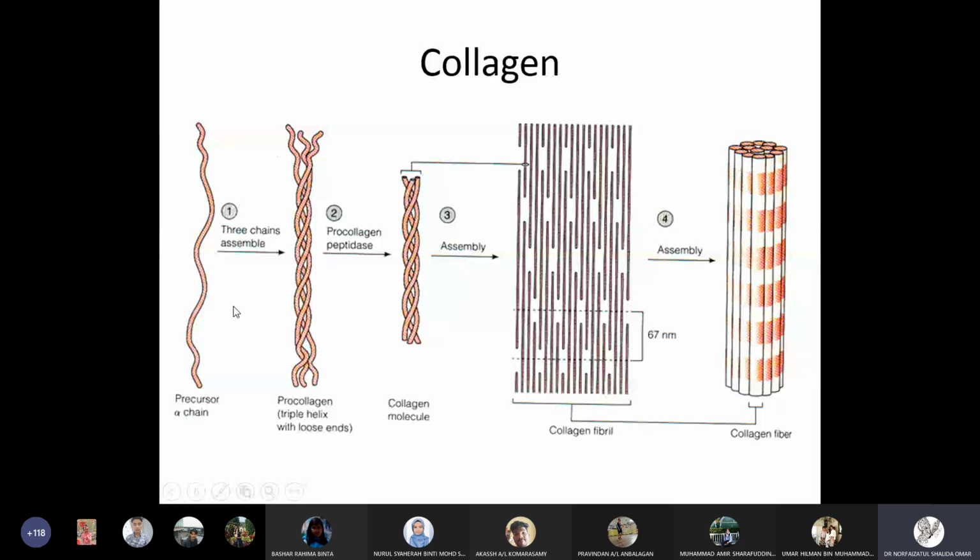You can find collagen mainly in the skin, where it imparts strength. Okay, so this is how it is formed from one precursor chain. It is called the triple helix structure because three collagen chains bind together to form this triple helix. This is the molecule, and it forms this fibril, and then it forms the fiber. So this is the collagen fiber that we find in the skin. Okay, any question?